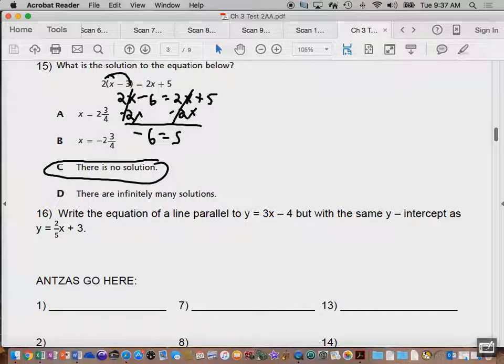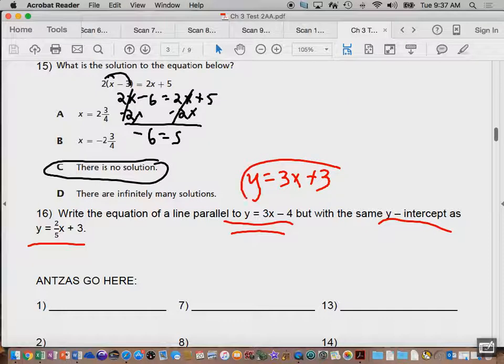Very good. So if it's parallel to this guy, it has the same slope as this guy. What's the slope that this guy has? 3. So it's going to be y equals 3x, but it says it has the same y-intercept as that guy. What's the y-intercept in that guy? 3. So the answer is y equals 3x plus 3. So there is part 1.